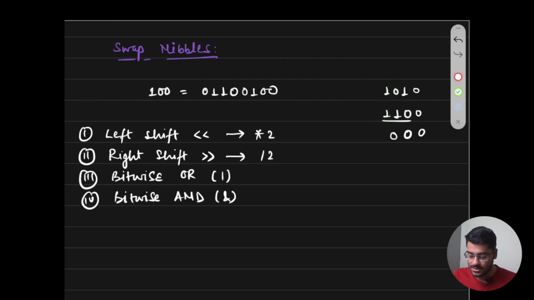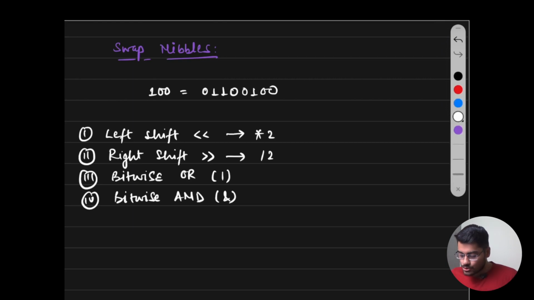Both of the bits are set. So in our resulting number, this bit will be set. This is what bitwise AND is. Now, how can we use these four operations we learned just now to solve our problem?